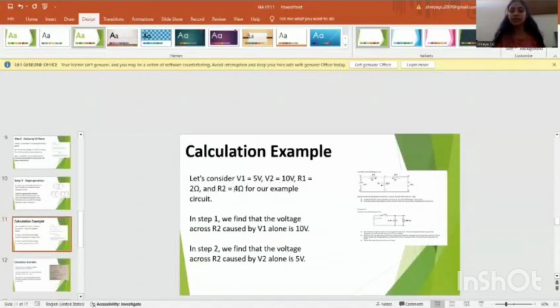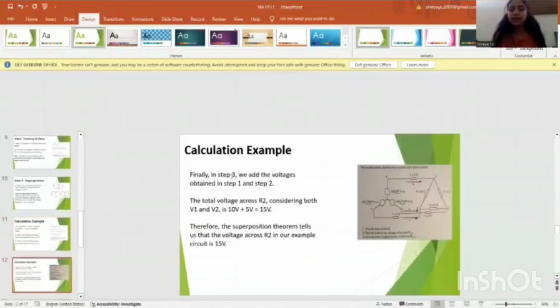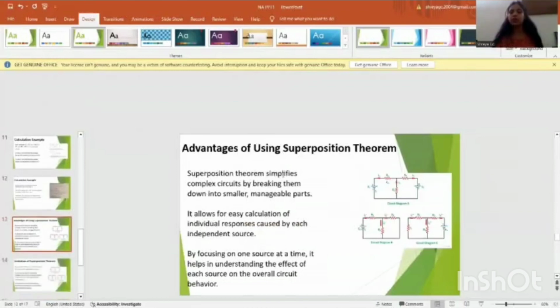For example, in this circuit, let's go to step 1. We should find that the voltage across R2 caused by V1 alone is 10 volt. In step 2, we will get the voltage across R2 caused by V2 alone is 5 volt. Finally, in step 3, we add the voltages obtained in step 1 and step 2. The total voltage across R2 considering both V1 and V2 is 10 volt plus 5 volt, which will be 15 volt. Therefore, the superposition theorem tells us that the voltage across R2 in our example circuit is 15 volt.